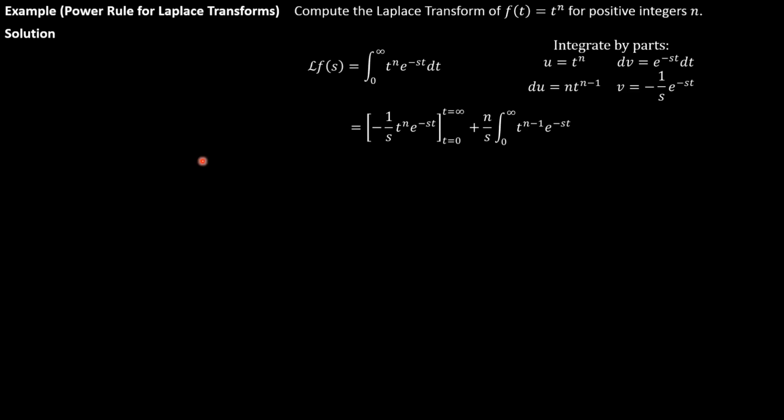But then when we do all this, it turns out this whole thing is just 0, because e to the minus st is approaching 0 so fast that it doesn't even matter that we have a t to the n here. So you get 0 when you plug in infinity, and you also get 0 when you plug in 0. So this whole thing disappears, and you're left with this. n over s times the Laplace transform of t to the n minus 1. This should be an integration with respect to t, of course.